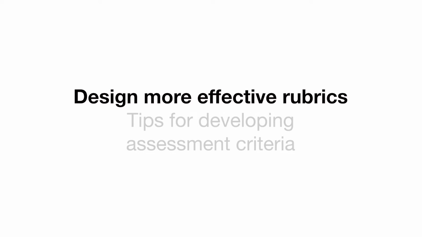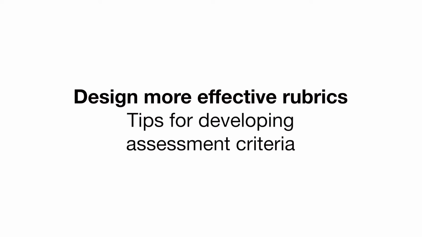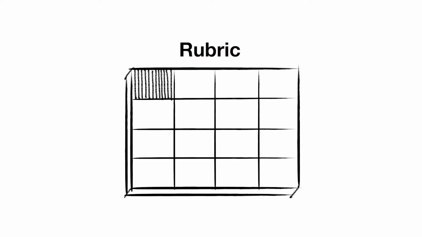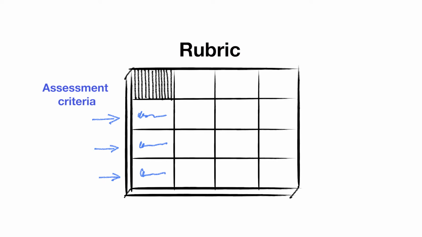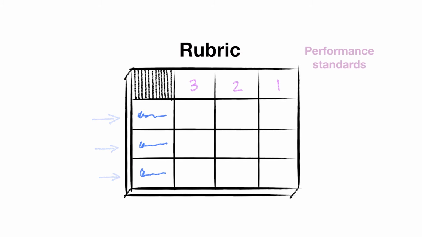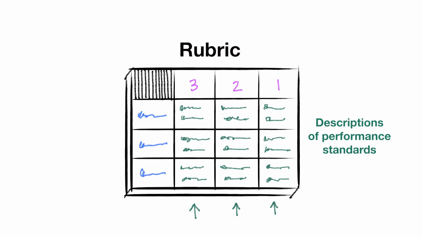This video aims to help you design more effective rubrics by highlighting 4 fundamental questions to keep in mind as you consider criteria for a rubric. Rubrics have 3 main components, which in this video will be referred to as assessment criteria, the key elements of the learning being assessed, performance standards, the levels of performance, or in other words, the gradient of quality, and descriptions of performance standards, the descriptions of how students will demonstrate achievement of the criteria at each level of quality.